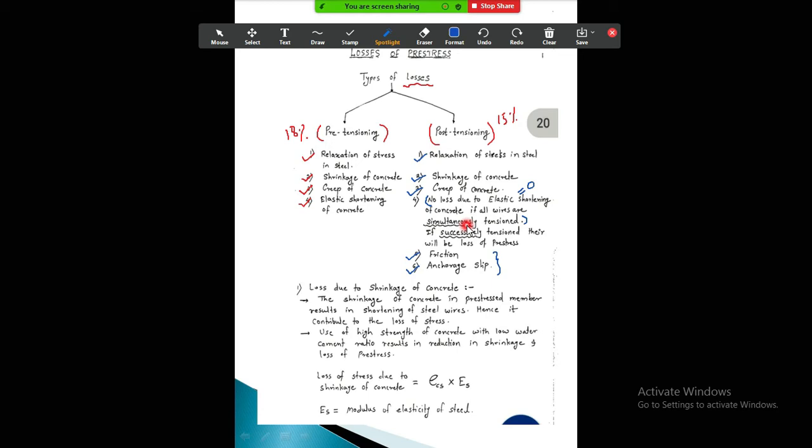So there are some formulas to calculate these losses. You are going to calculate these losses based on the formulas, so we will see it now. I will clear all the drawings first.